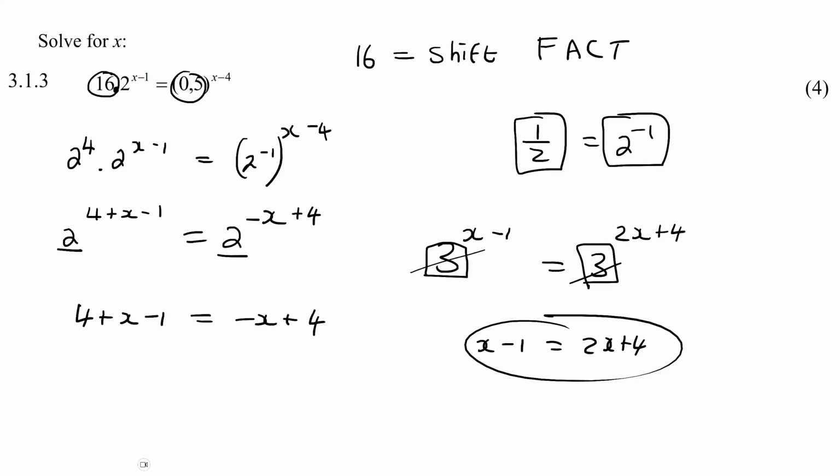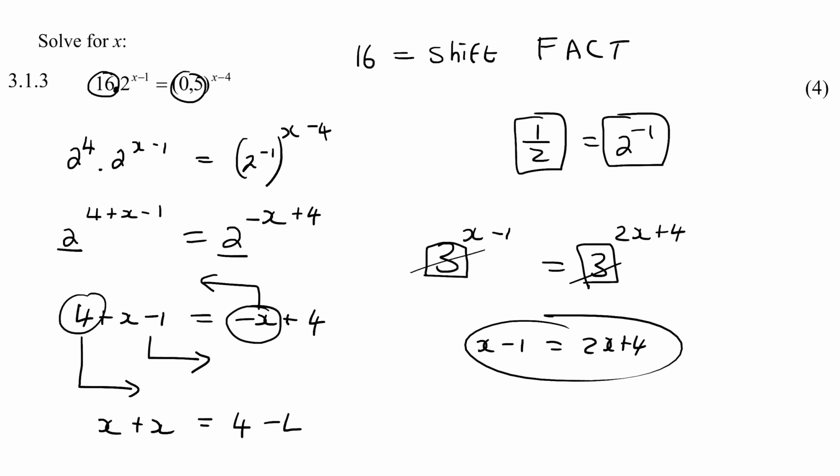And now it's just a normal equation that you can solve, where you take all the x's to the one side. So I'm going to take the x to the left, and then you take these numbers to the other side. And so on the left, we're going to have x plus x, because when I bring this one over, it becomes a positive. And then on the right hand side, we're going to have 4 minus 4 and then plus 1. And so on the left, we're going to have 2x, and on the right, we end up with 1. Then to get x alone, you divide both sides by 2, and so x is a half.